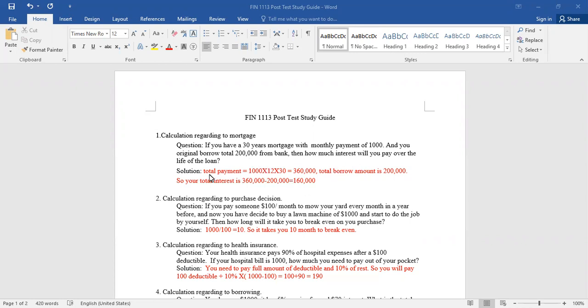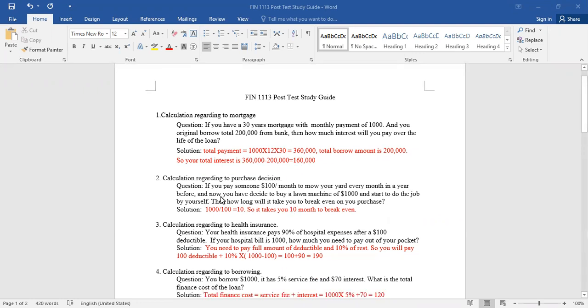So here we find out, you pay $1,000 every month, and you pay 12 months every year, and you paid for 30 years. You multiply this together, and the total money you pay back to the bank is $360,000. However, your original mortgage principal, how much money you borrowed from the bank, is $200,000. So the difference between them is the interest you paid.